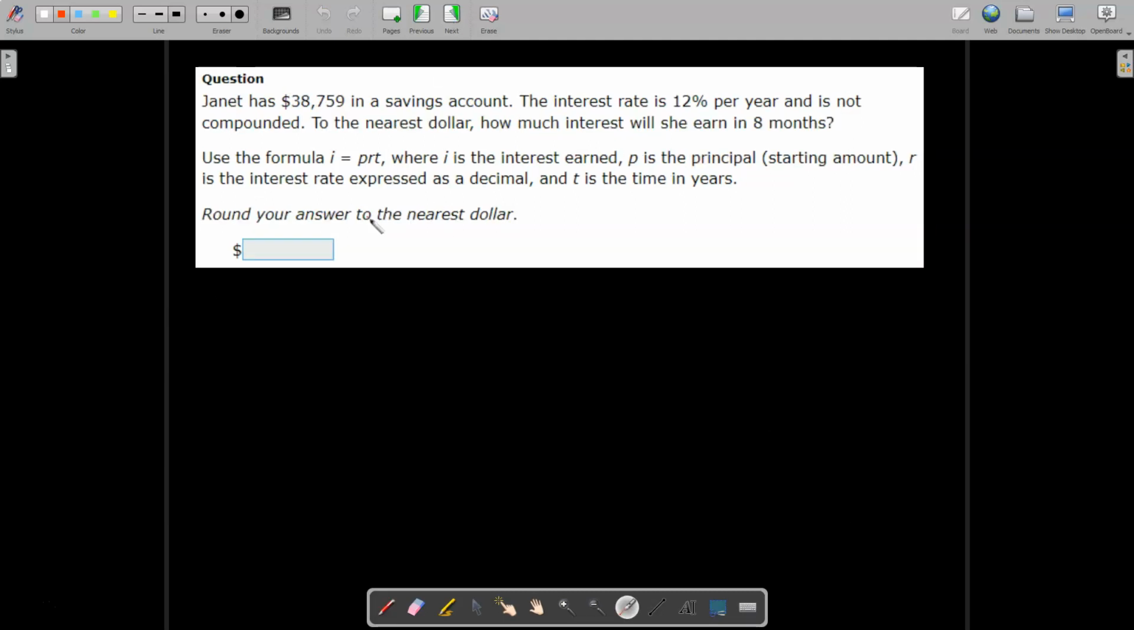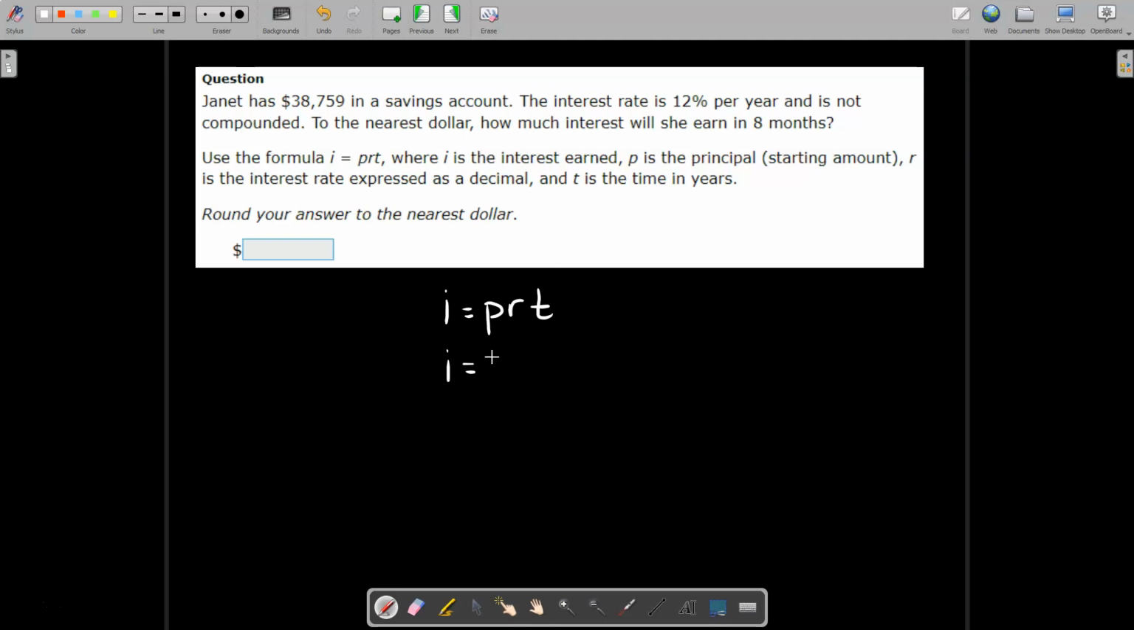On the next question, Janet has $38,759 in a savings account. The interest rate is 12% per year and is not compound. To the nearest dollar, how much interest will she earn in 8 months? So let's go ahead and plug in our formula there, that interest is equal to principal times rate times time. We want to know what is the interest, how much interest will she earn. So this time we don't have to find the total, we just need to find the interest.